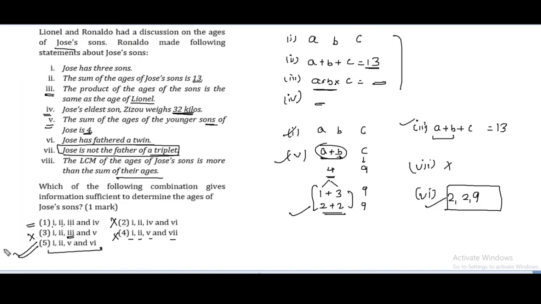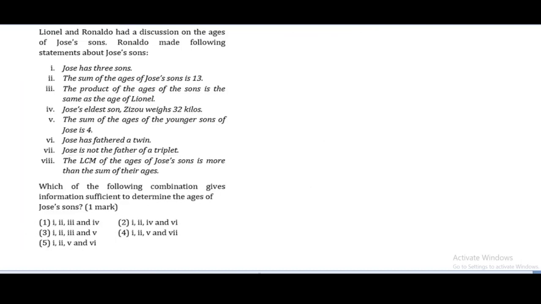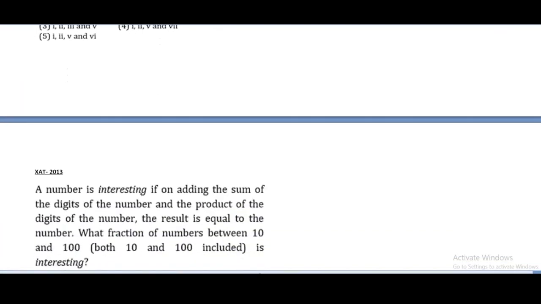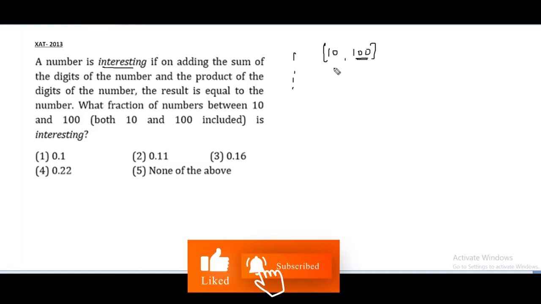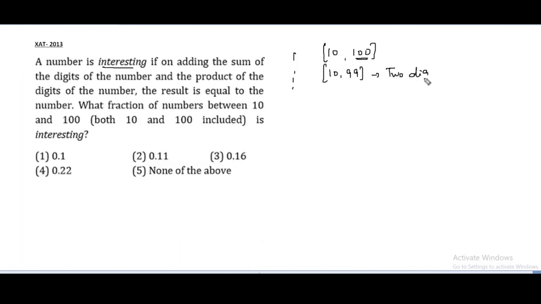Okay. Come to the next one. A number is interesting if, on adding the sum of the digits of the number and the product of the digits of the number, the result is equal to the number. What fraction of the numbers between 10 and 100? Now 10 and 100, including both. If I ignore 100, all the numbers from 10 to 99 are 2-digit numbers. We'll check again for 100, but first look at all the 2-digit numbers.